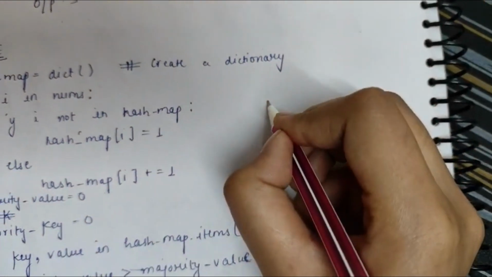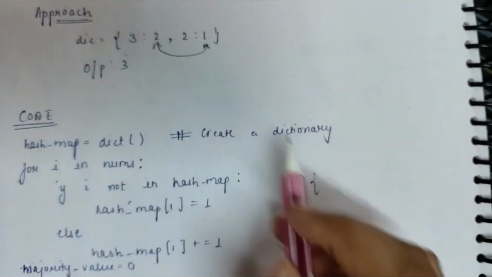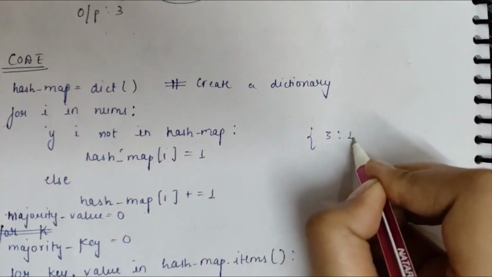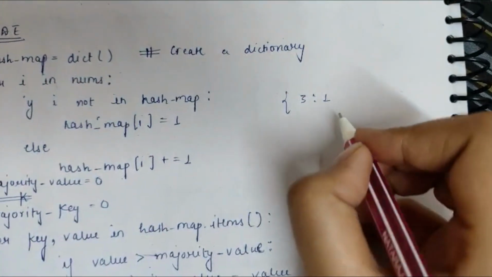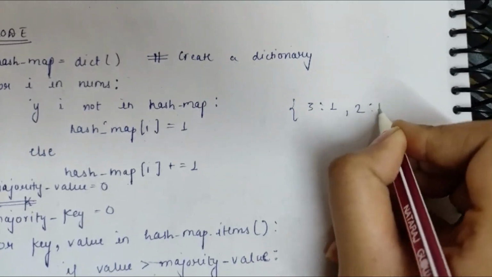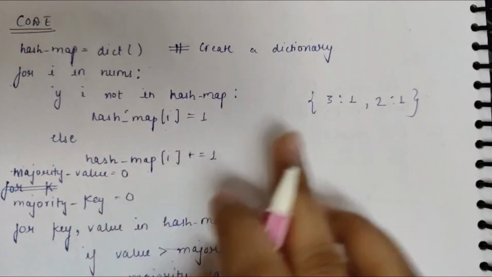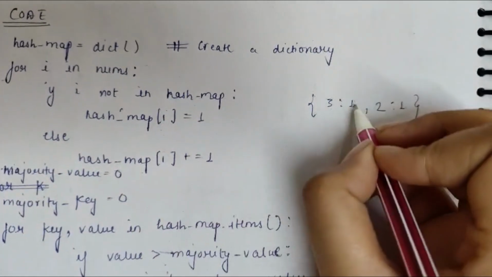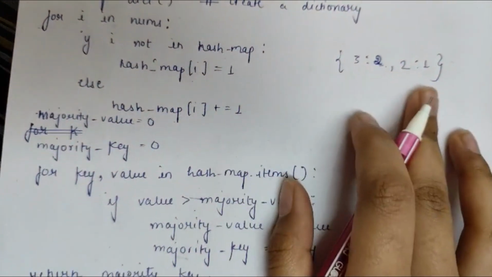For example, let us say this is the dictionary, the element is 3. 3 is not there, so 3 will be appended with the value 1. Then 2 is also not there, so 2 will also be appended with the value 1. Now again there is a 3, so 3 is already there, so it will go in the else case. So the hash map with the key 3, the value will be increased by 1, so the value will be 2, right? This hash map is created.